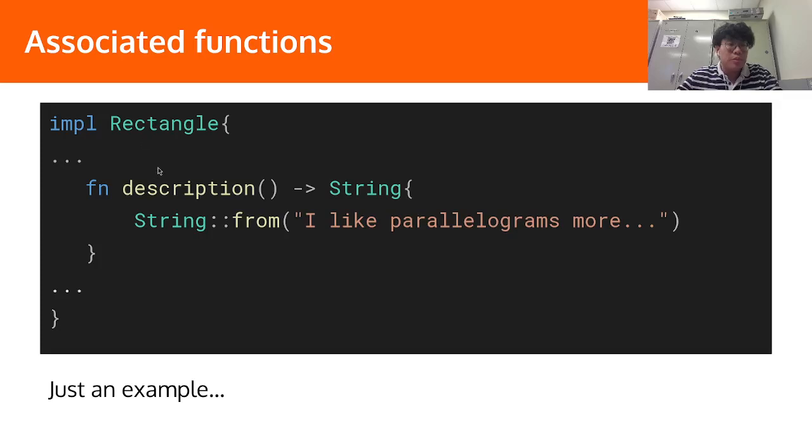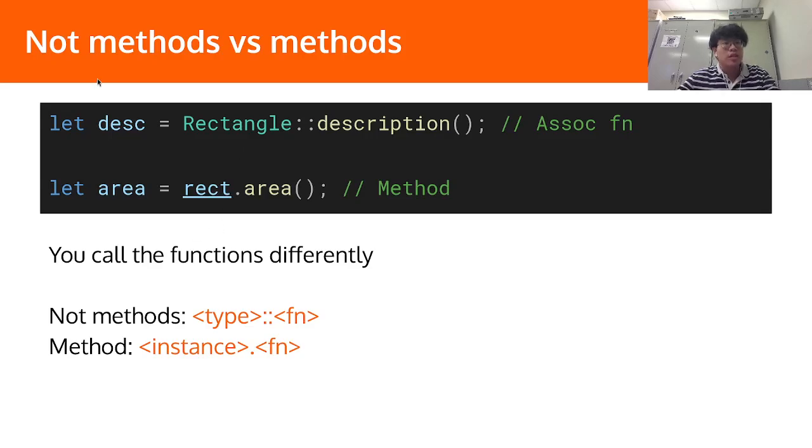Another example would be, here I create a function called description, right? And then it returns a string which basically just writes, oh, I like parallelograms more. Notice that this is also an associated function that isn't a method of the string type, right? So this is another place where this is used. So again, just to write out the differences, there are associated functions that are not methods versus associated functions that are methods, right? The ones that are not methods, you will call like this, using the type, and then the function. Whereas for the methods, you use the instance and then use the dot notation.